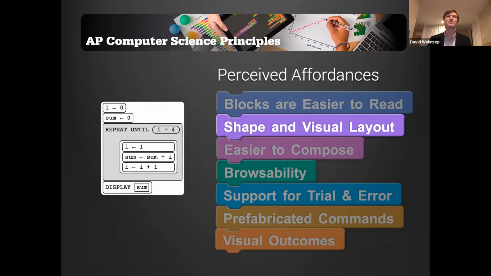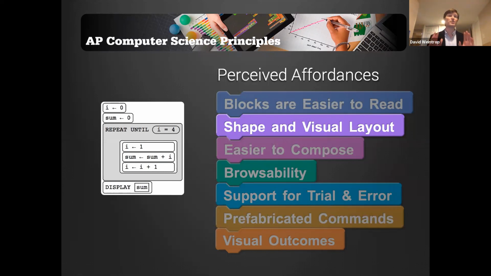If you look at this list of perceived affordances, really the only one that's there is shape and visual layout. But even that is kind of a watered down version, because it's just ovals and rounded-edge rectangles. There aren't really notches or slots that say anything about data type. So we're just getting a not particularly inspired version of a block-based programming environment.